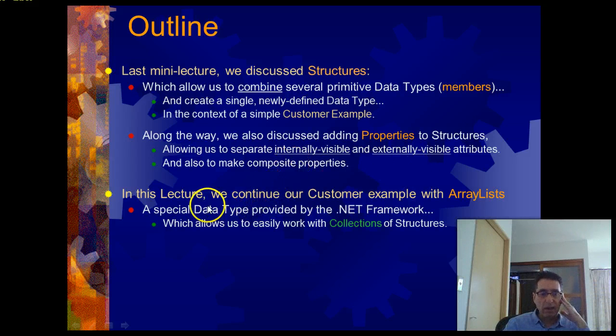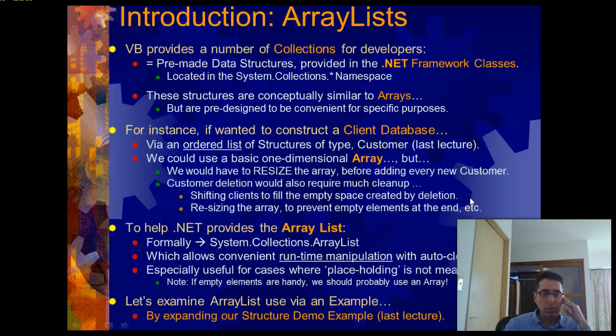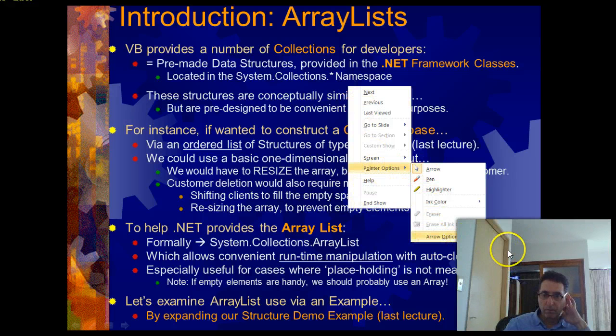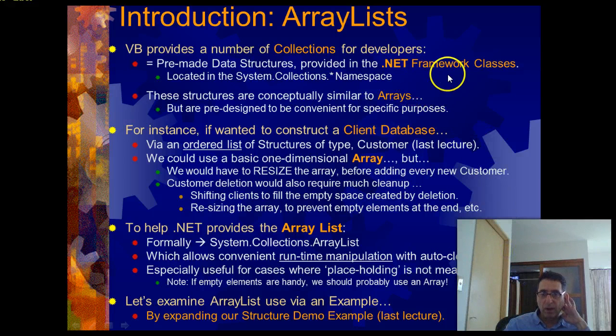So, again, now we're going back to array lists. Visual Basic provides a number of collections for developers. This is an example of what is called a collection. It's a pre-made data structure, an array list, something they already make for us, provided in the .NET framework, located in the system.collections namespace. That's just how you address the array list. It's like the address.